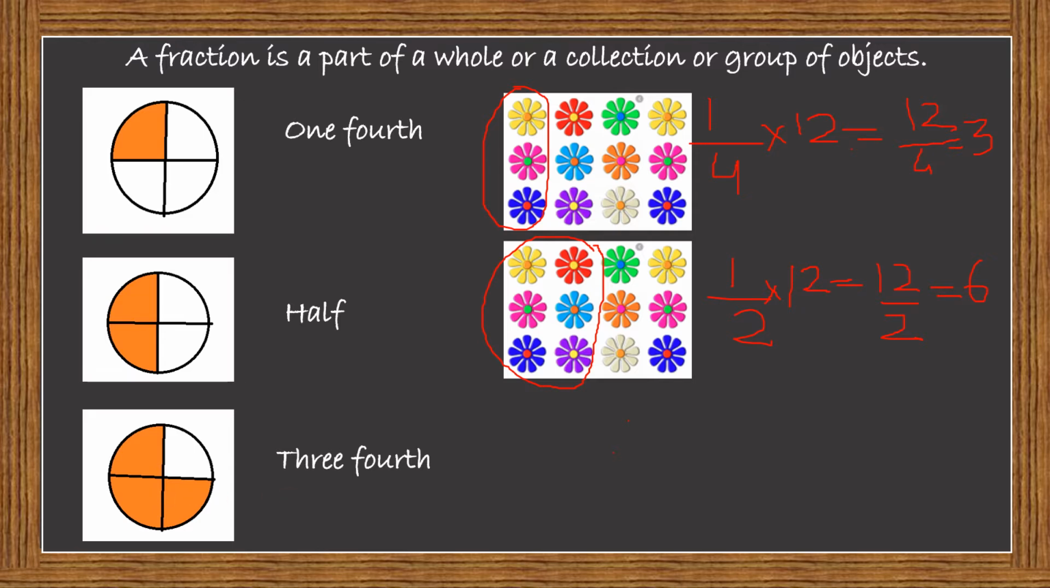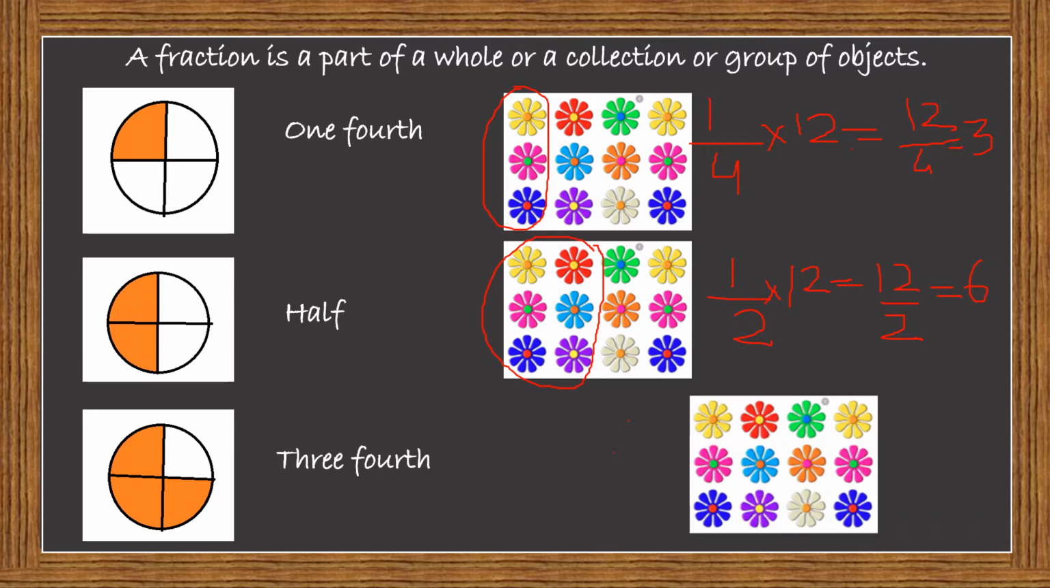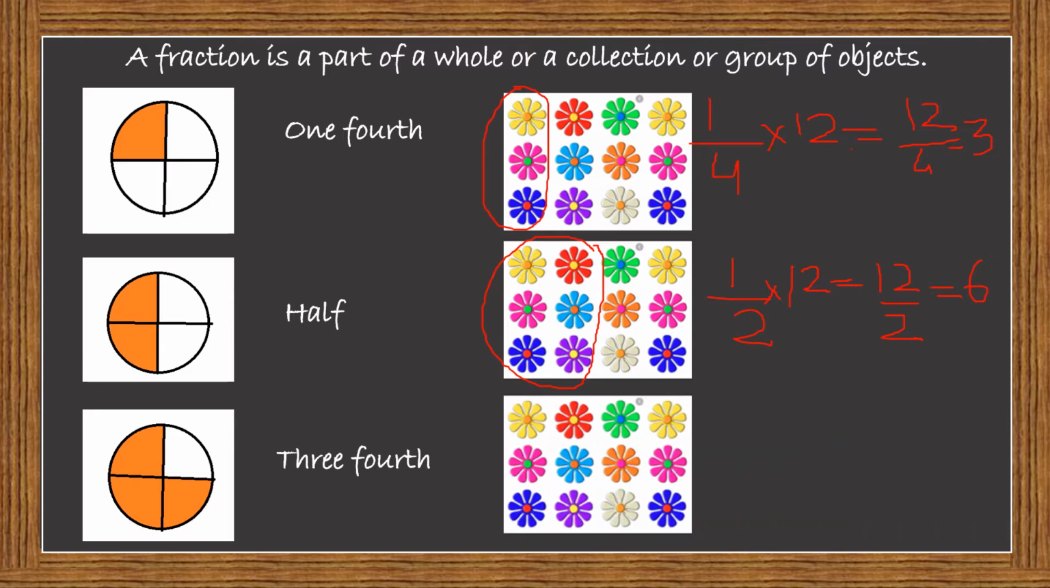Now, let's consider 3/4 as a collection of objects. Again, we have taken the collection of flowers. How many flowers are these? Just now we have calculated 12. So now we will calculate 3/4 of the collection. That is 3/4 of 12. So again we will multiply by the numerator and divide by the denominator. So 12 into 3. How much is that? 36 divided by 4, which is equal to 9. So 3/4 of this collection is 9.